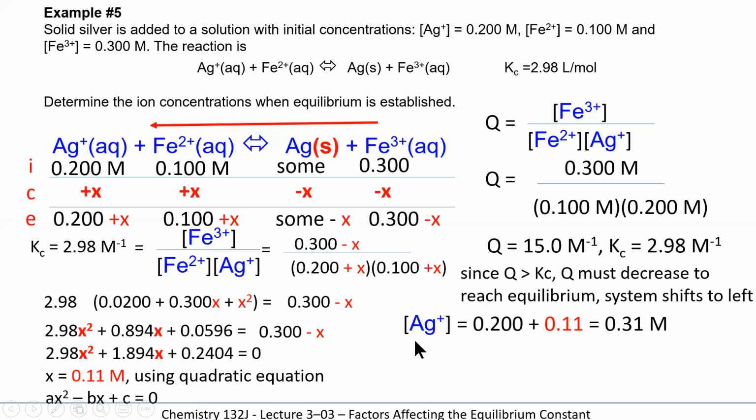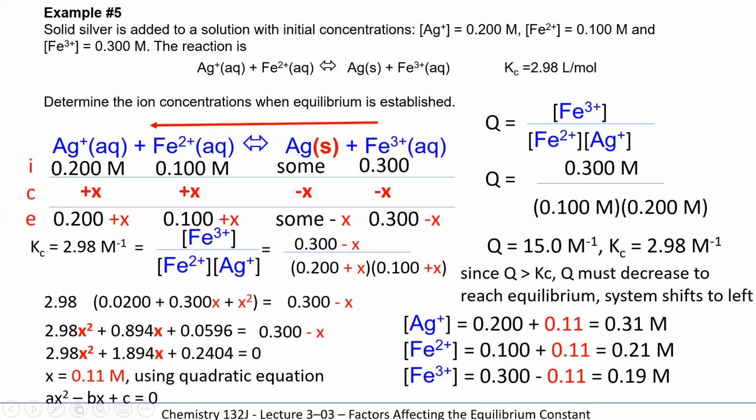So the quantity of silver, we know, is equal to 0.2 plus x. So we're going to take 0.2 and add it to x, which was 0.11. We know the quantity of ferrous ion was 0.1 plus x, giving us a value of 0.21 moles per liter. And the quantity of ferric ion is going to be 0.3 minus x, where x was 0.11 again. And we now have established the equilibrium concentrations of silver, ferrous, and ferric ion.